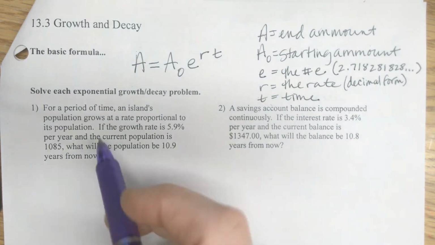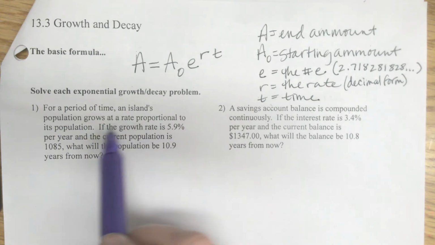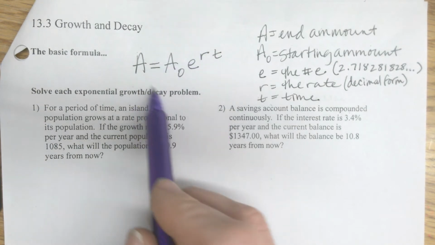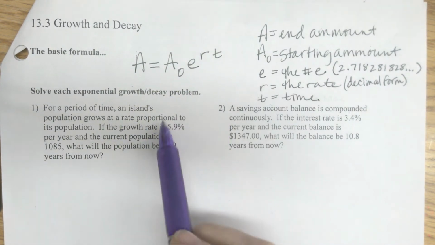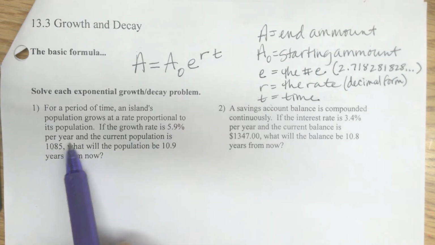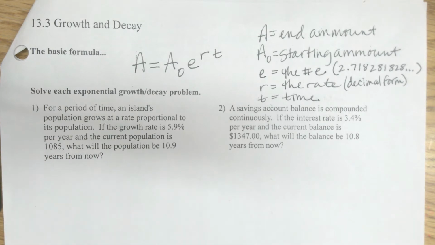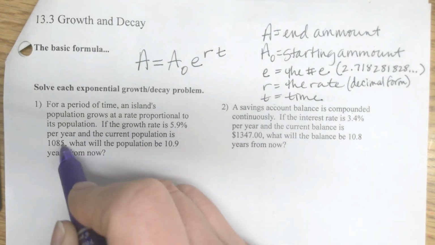So for a period of time, an island's population grows at a rate proportional to its population. That just tells me that I'm using this form, that I'm using exponential growth, a rate proportional to its population. If the growth rate is 5.9% per year and the current population is 1,085, what will the population be in 10.9 years?